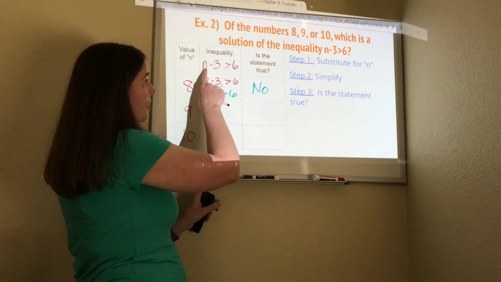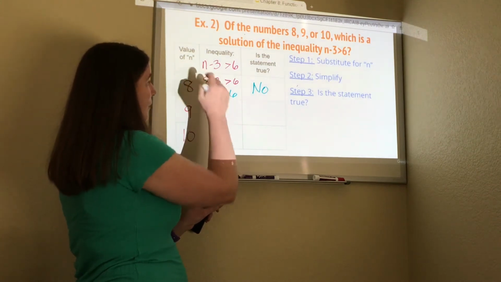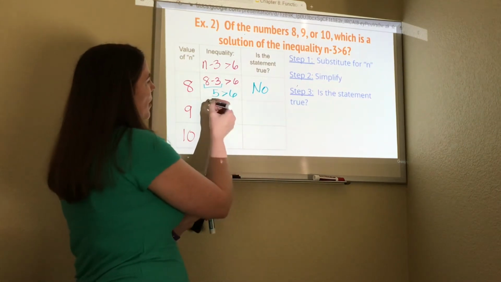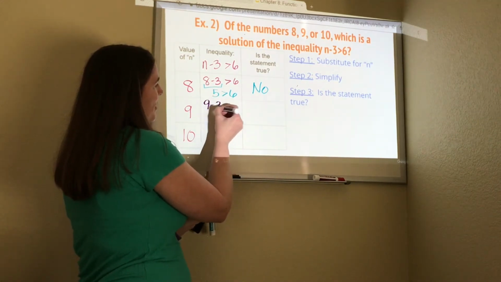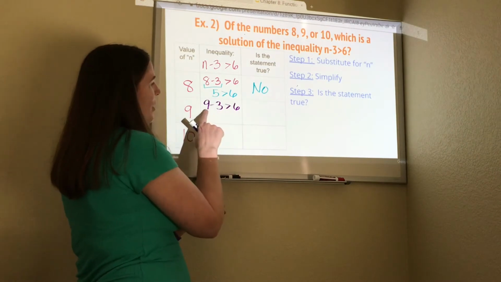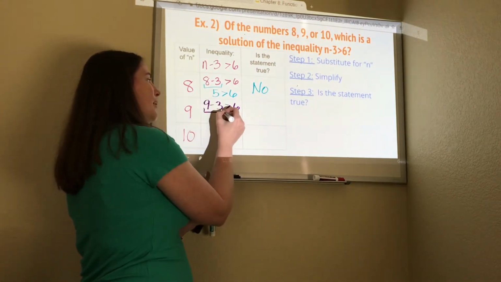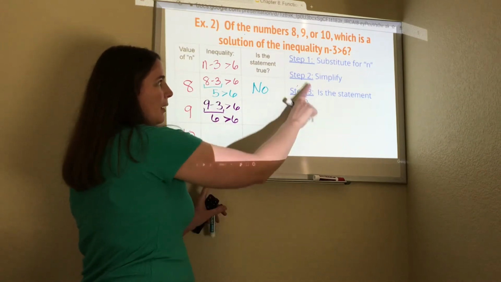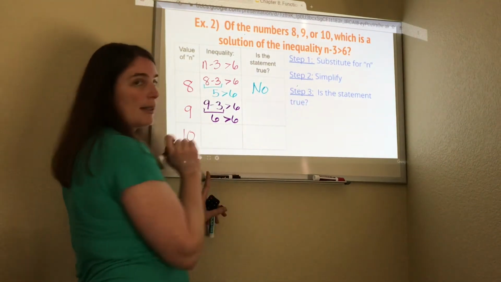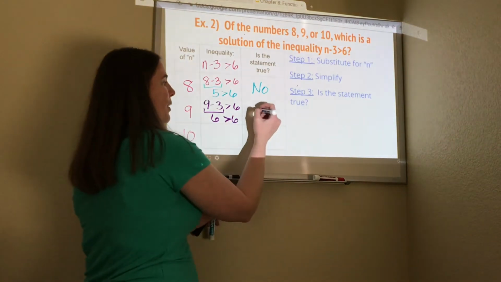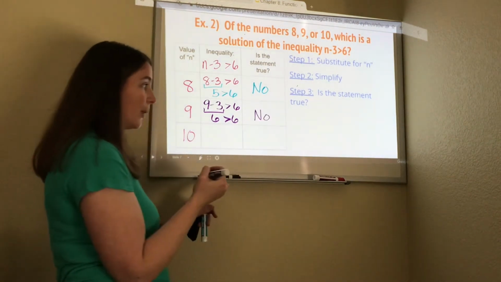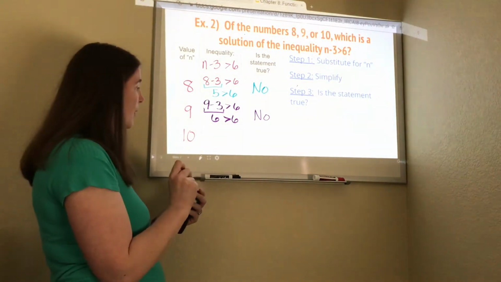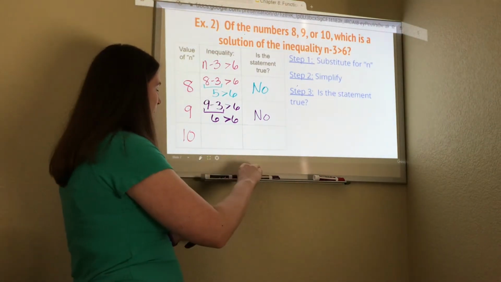All right, next up, I need to try 9. I'm going to substitute the 9 in for n. So I have 9 minus 3 is greater than 6. What is 9 minus 3? 6. So I simplified, is 6 greater than 6? No, they are equal, so it wouldn't work. If it had an equal sign, then it would work, okay?